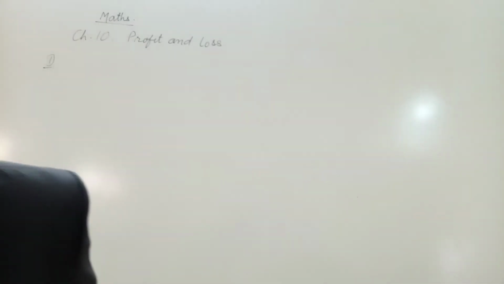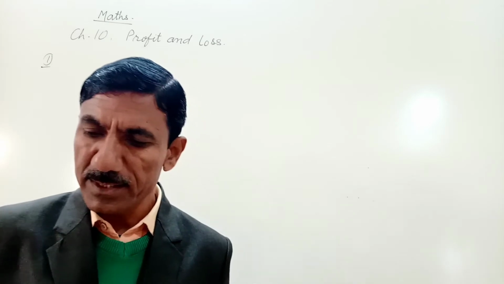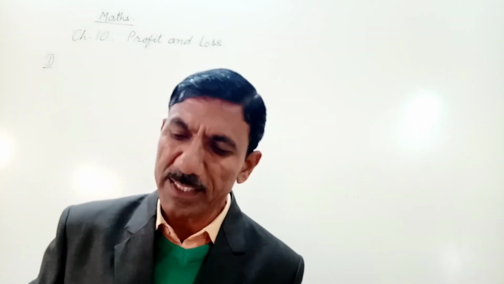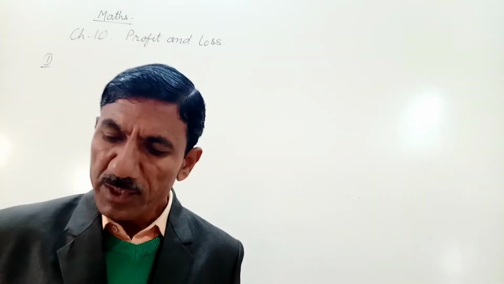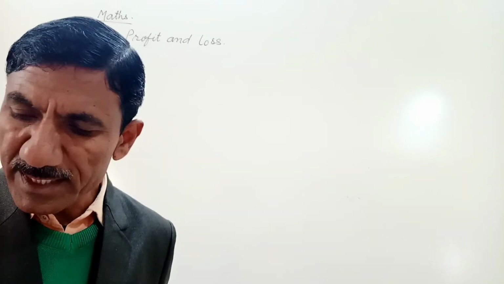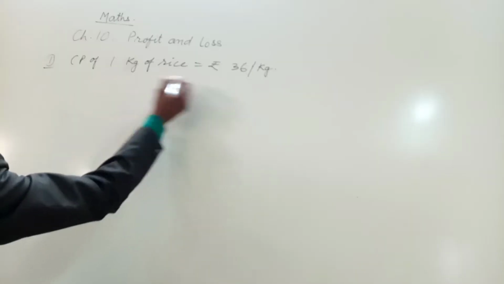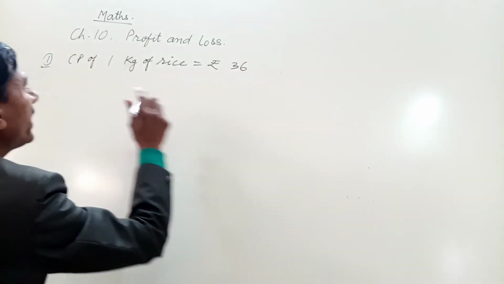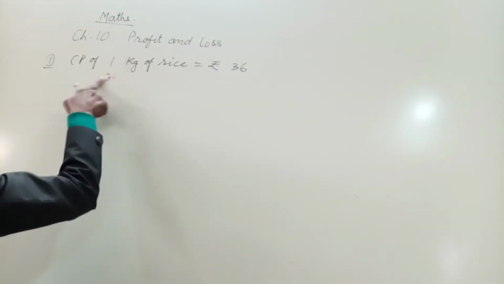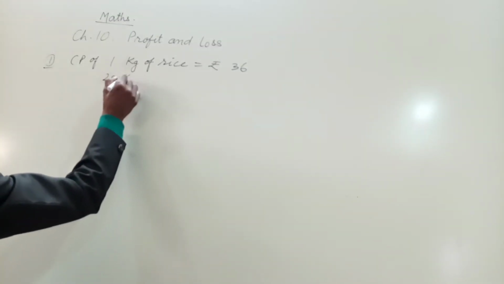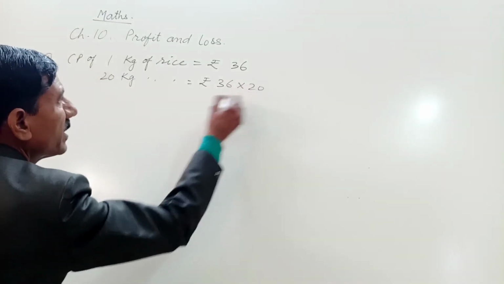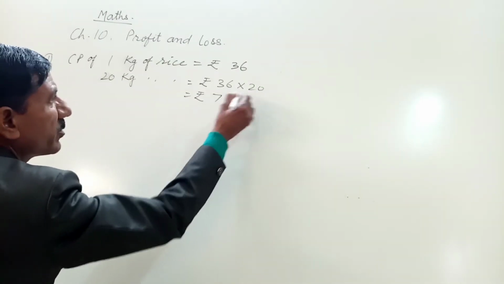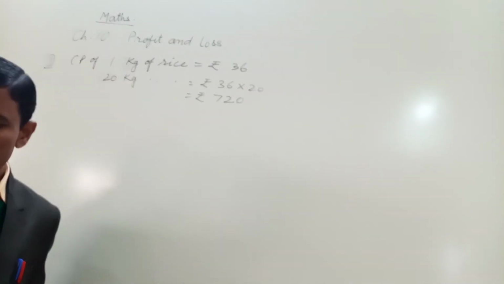Question number 6. Hari bought 20 kg of rice at rupees 36 per kg and 25 kg of rice at rupees 32 per kg. So in this question, Hari bought 20 kg of rice at rupees 36 per kg. It means the CP is equal to 36 rupees, and CP of 20 kg is equal to rupees 36 into 20, equal to rupees 720.